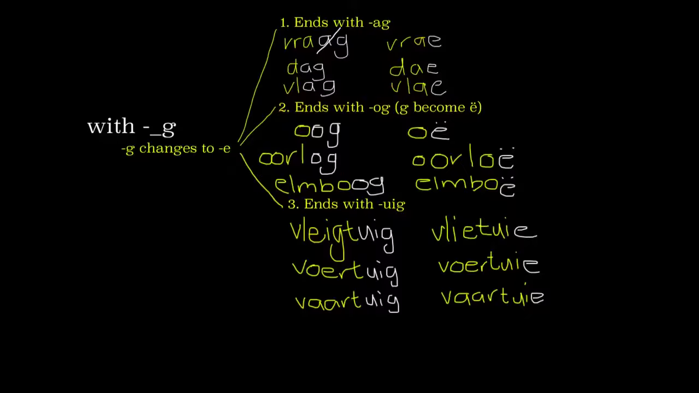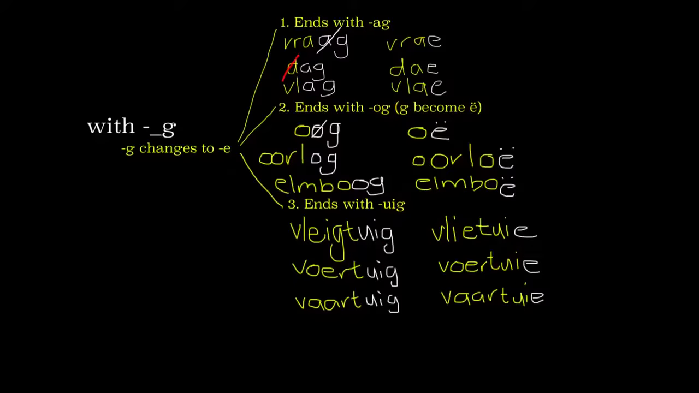When we have OG, the same thing happens. The G changes to an E, except it's an E with the double teken on top of it. Okay? So oog becomes oor. Remember? This one little vowel got scared and ran away. So we're only left with the one. Oog, oor. If it ends with a UIG, uig, then we change the G to an E as well.